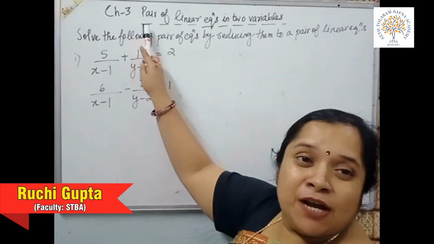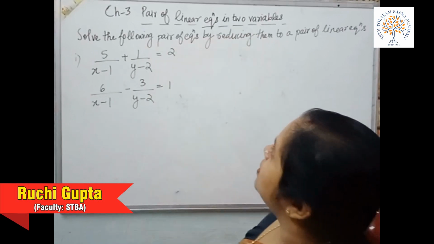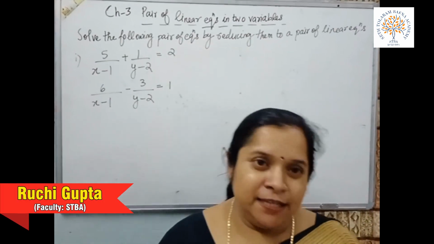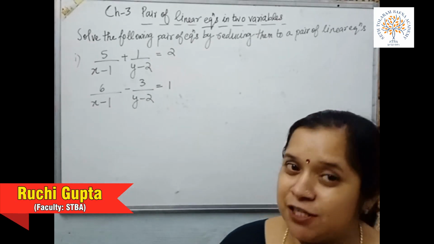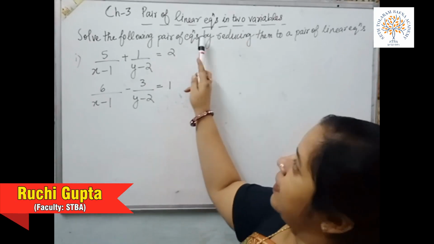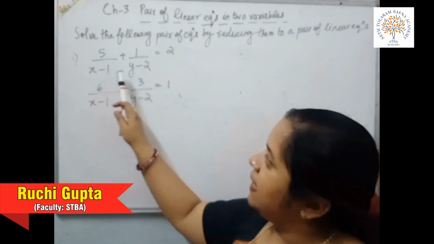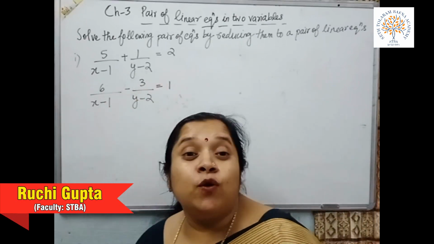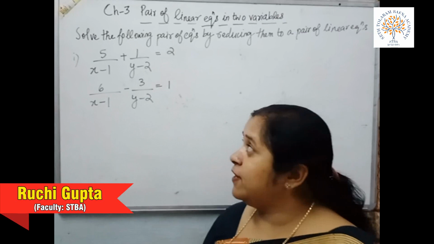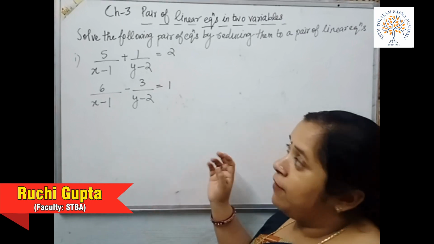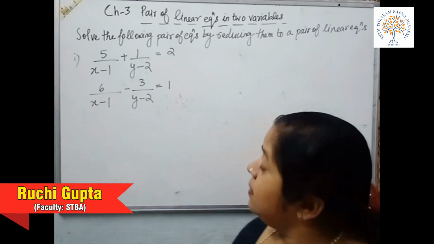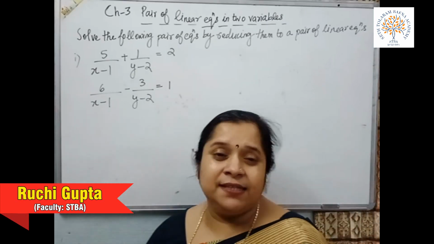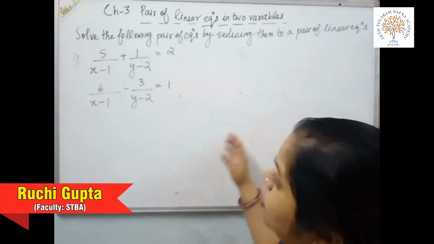We are studying chapter 3, pair of linear equations in two variables. In this chapter, I have explained to you the graphical method and the algebraic method to find the value of the unknown variables x and y. I have told you the three conditions of the graph also, that if a1 upon a2, b1 upon b2, c1 upon c2 are equal, then they are coincident lines, and the other two equations also. Okay.